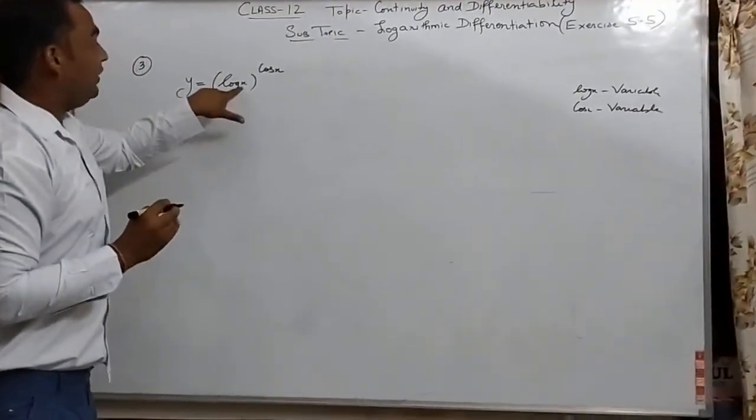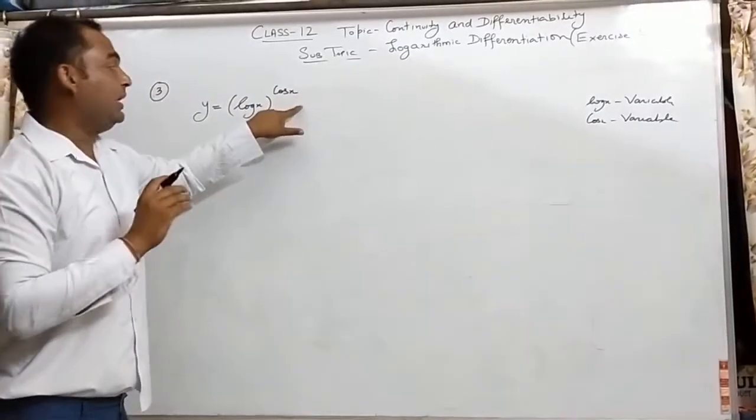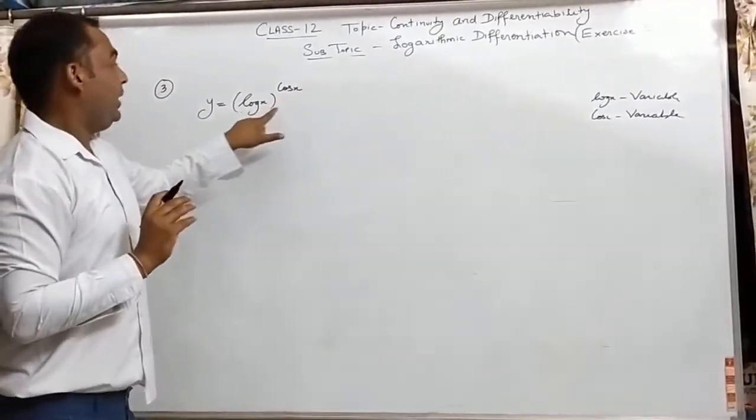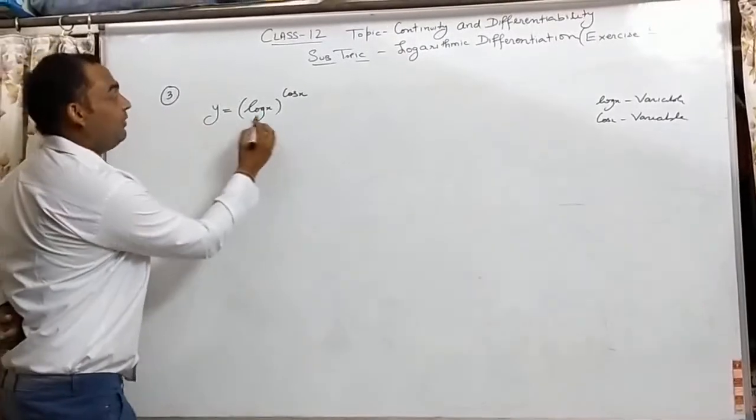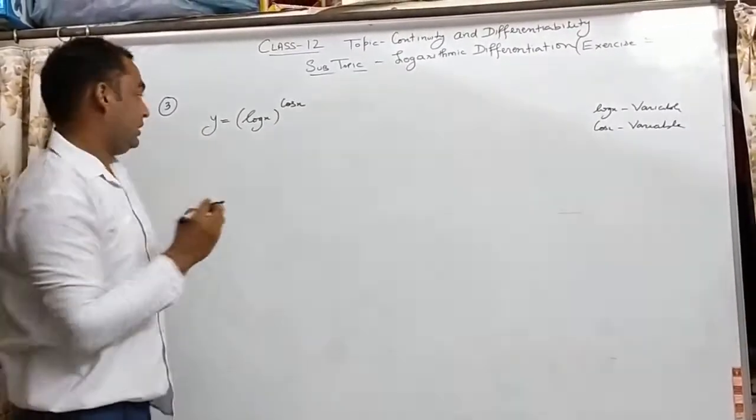Means this function is variable raised to power variable. Till 11th class we have not done any such quotient. Now we are going to start the quotient. Whenever there is variable raised to power variable, you have to apply log first.